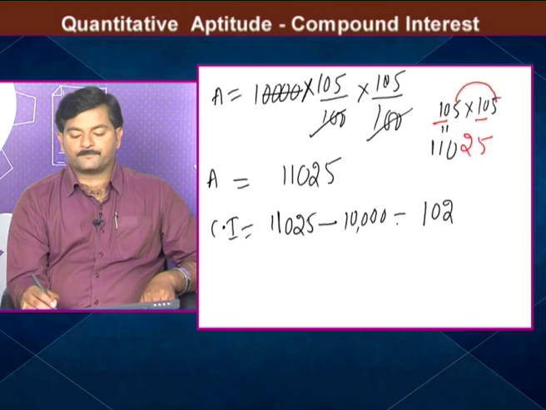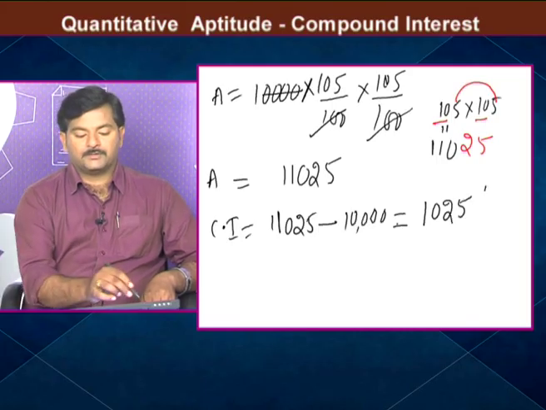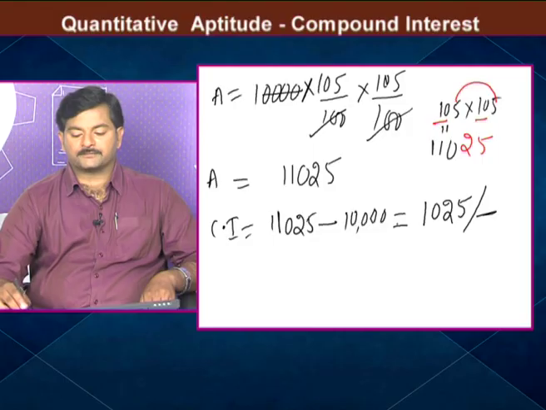1,025 rupees. I hope you understood. This is our final answer. In these two questions, the concept is very clear. Remember, in the previous question and in this question, the concepts are almost the same. Interest is being compounded quarterly. That's why the rate of interest also should be quarterly.